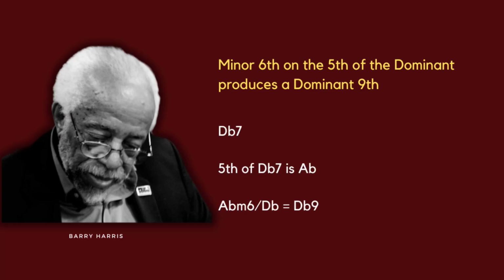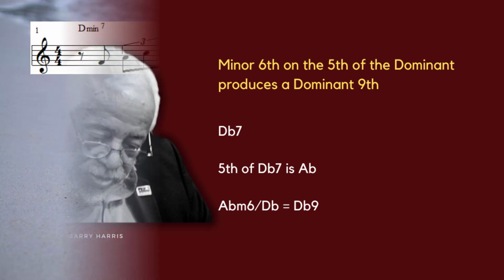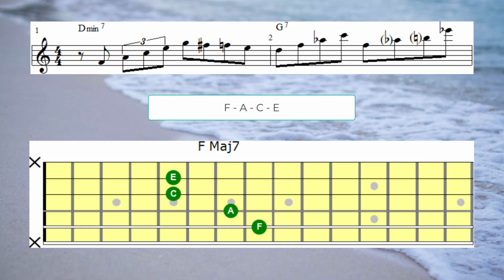And it's exactly the same for the last 4 notes. I'm originally thinking of a D flat 7th. The 5th of D flat 7 is A flat, therefore I can play an A flat minor 6th. Let's have a listen.